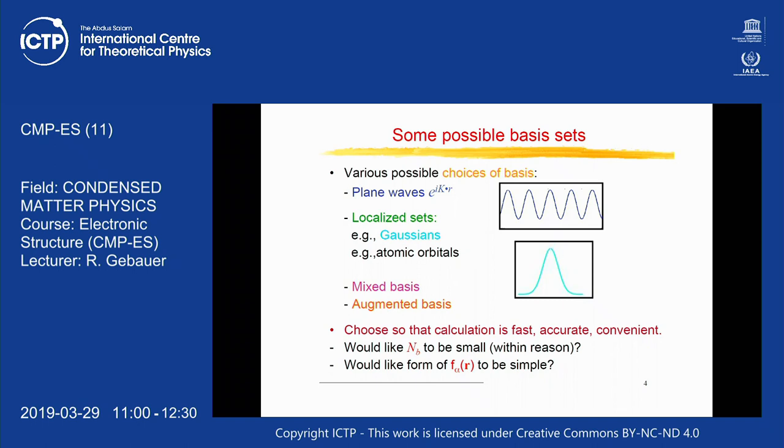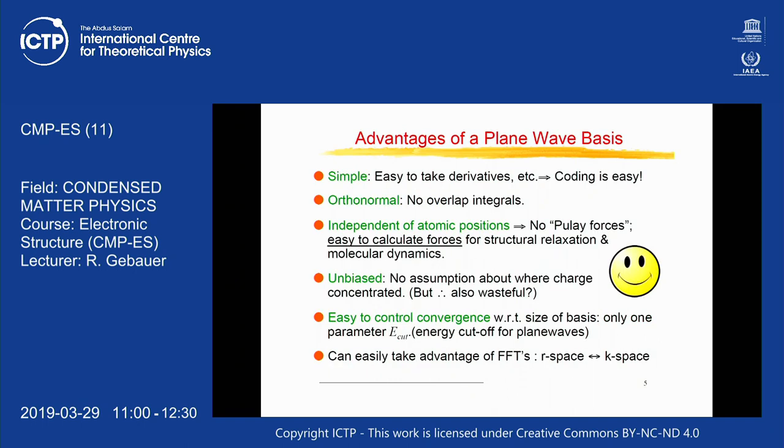Okay? So as a very general rule, if you use plane waves or a grid in space, you need many, many, many more basis functions than in the case when you use simply atomic orbitals or Gaussians. Each one has its advantages and disadvantages. So if we now talk about plane waves, which is what we are using here in our code. So our code, for example, is called PW, plane wave. Okay. And so it has many advantages.